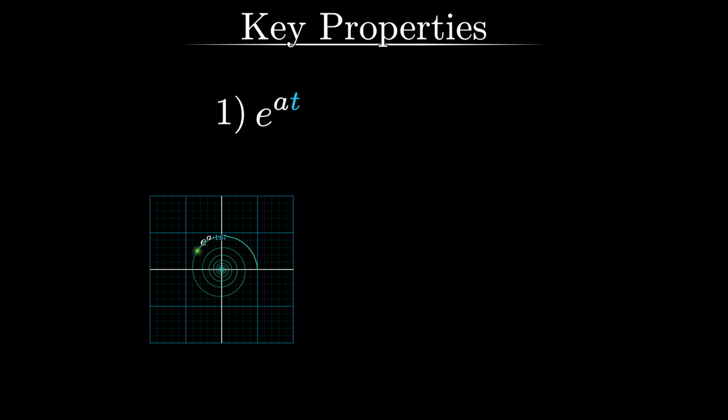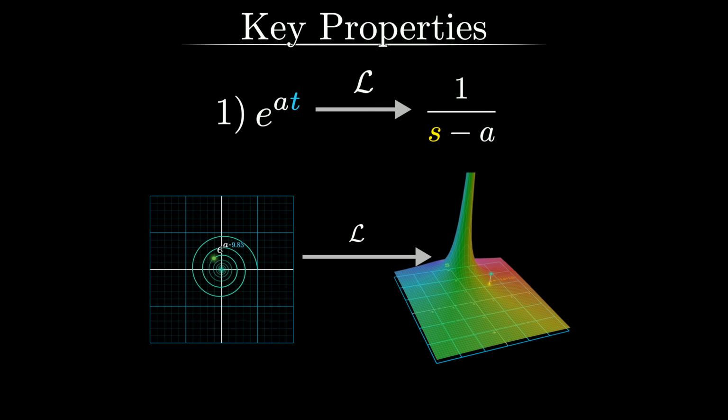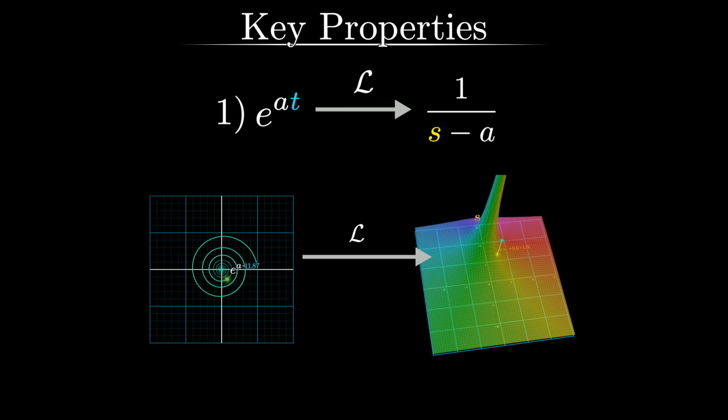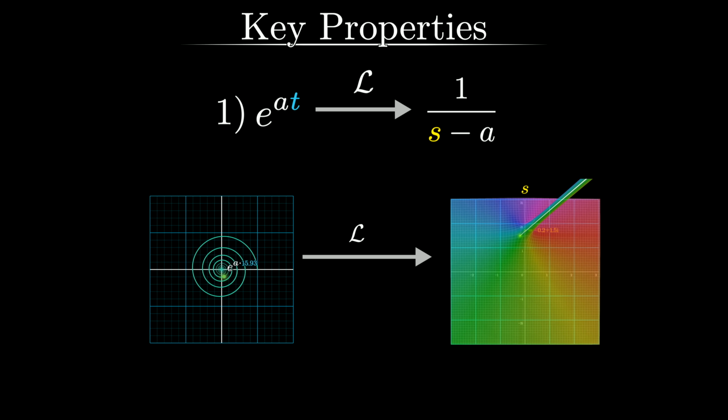Symbolically, this amounts to two key properties that I want you to remember. Number one, if you pump in an exponential function, something like e to the a times t, it transforms into 1 divided by s minus a, an expression which you should see in your mind's eye as a function over the s-plane with a pole above the value a.